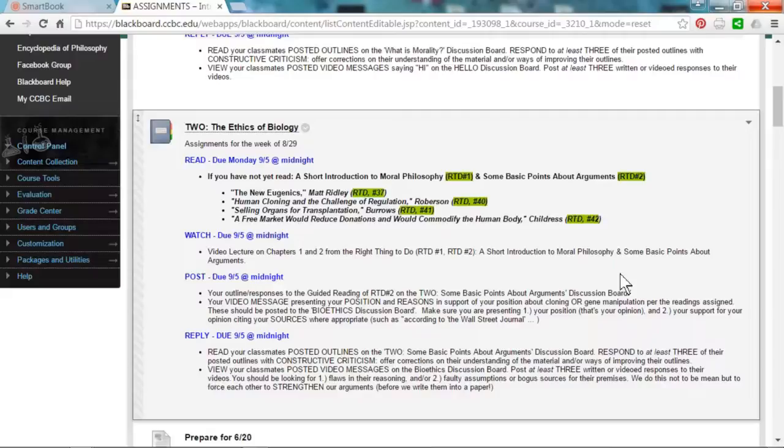We're going to look at some ethical theories in the elements of moral philosophy, and then we're going to seek to apply those to particular ethical cases. Since we're just getting started, I separated those two activities into two separate weeks. So now we're looking at the ethics of biology in different situations. Please read these articles, we've already read the short introduction. The New Eugenics, Human Cloning and the Challenge of Regulation, Selling Organs for Transplantation, and A Free Market Would Reduce Donations and Would Commodify the Human Body. You should notice that these last two, selling organs and a free market would reduce donations, are a point-counterpoint setup where these two are diametrically opposed to each other.